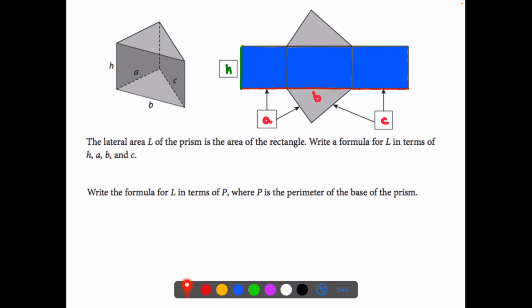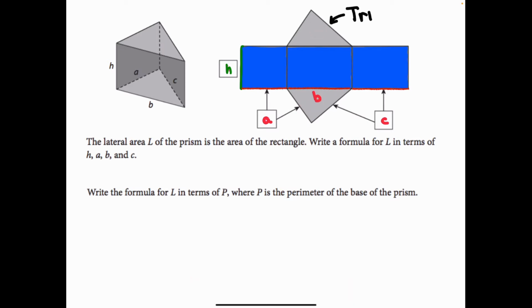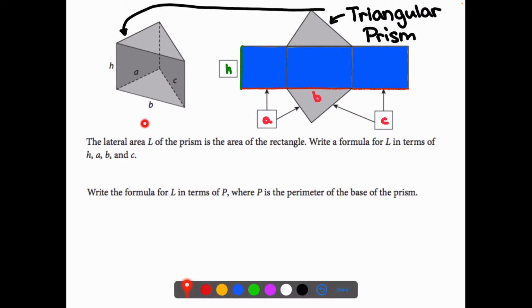Now, first off, what type of prism is this? Well, this prism is a triangular prism because we have triangles within it. And as we can see, these 2 sides are both triangles. So these are triangular prisms. Now, on the left side here is the 3-dimensional prism itself. So this is typically how you guys would be looking at prisms.